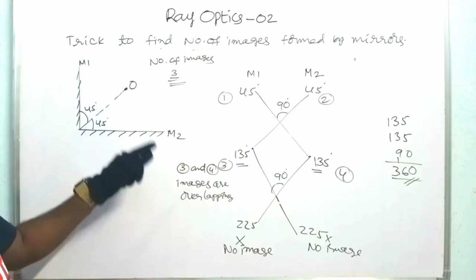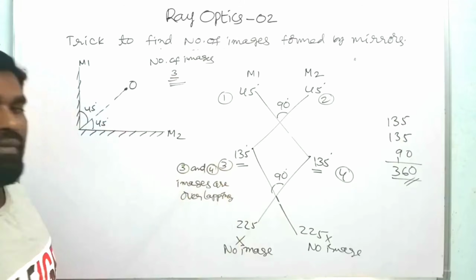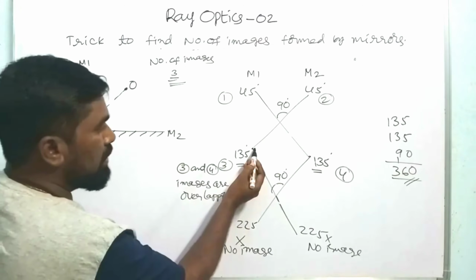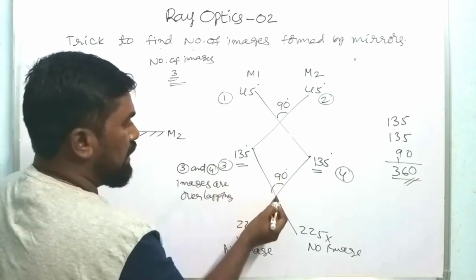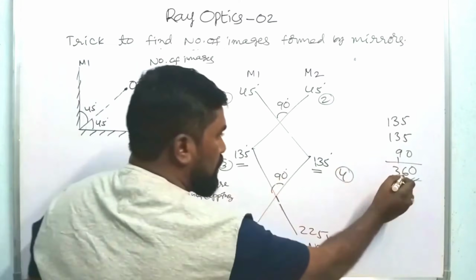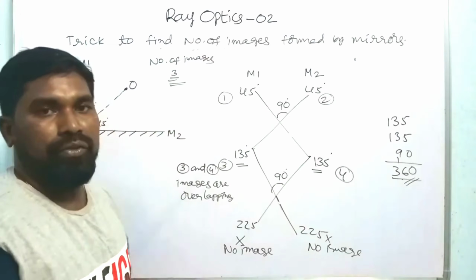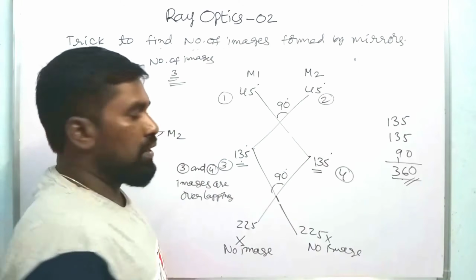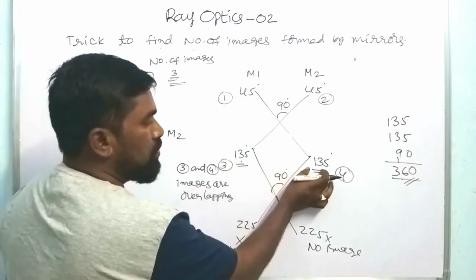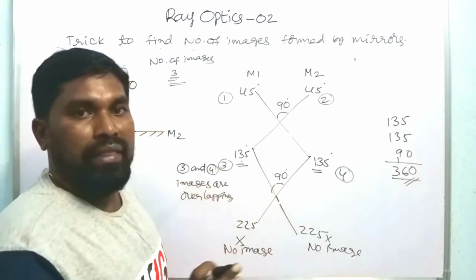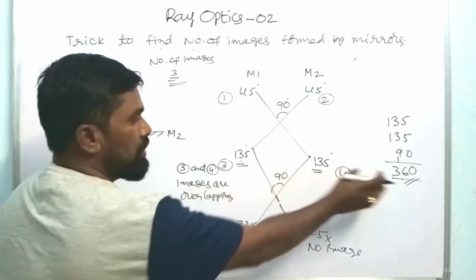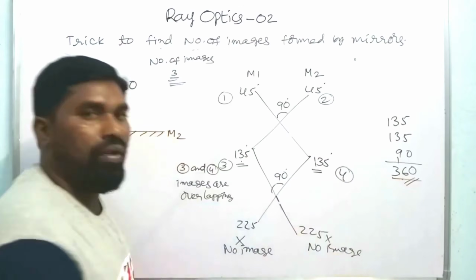The number of overlapping images is 1. How can we find the overlapping images? If we add the 3 angles and it equals 360, then they overlap each other. You cannot just see 135, 135, 45, 45. Okay. Don't think it is overlapping just because the same values come. What should you think? If these 3 angles add up to 360 degrees, then the images are overlapping.